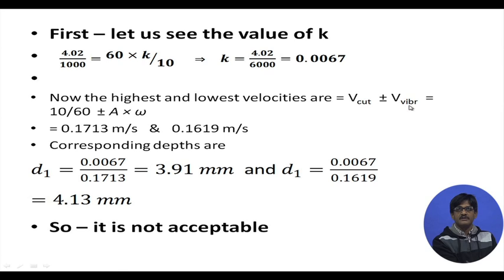also the vibrational velocity which is introduced. The maximum and minimum values are obtained once it is subtracted and another time it is added. They will define the minimum and the maximum velocities. So, that velocity of grooving is 10 by 60 meters per second plus minus A omega.